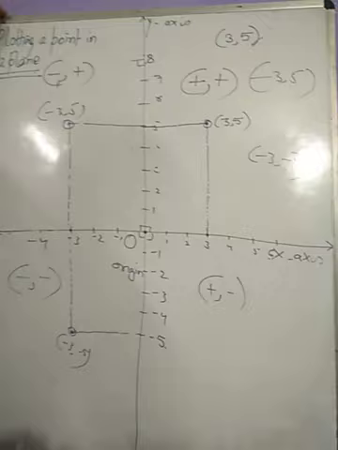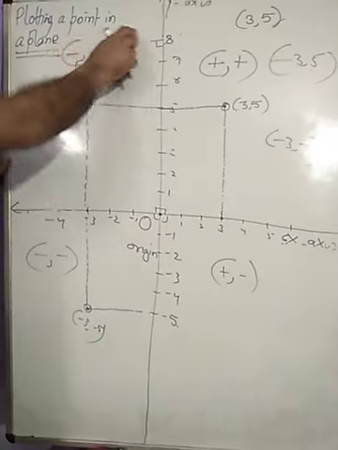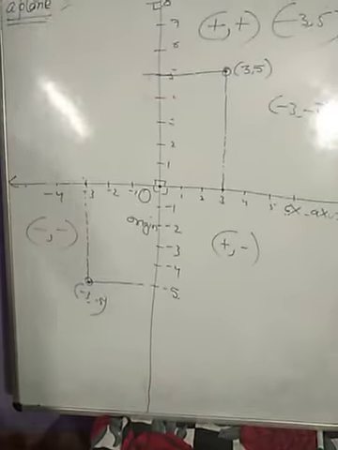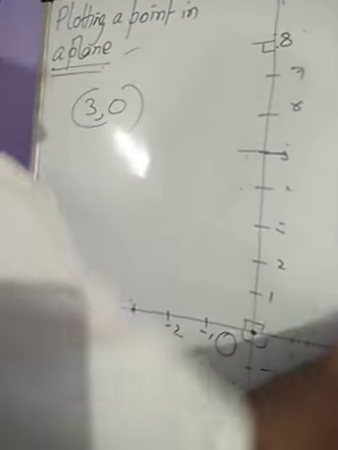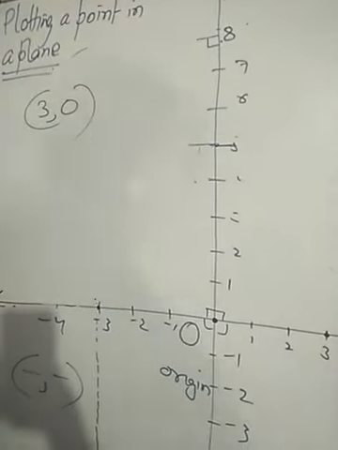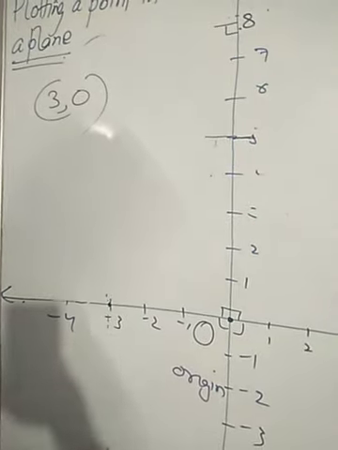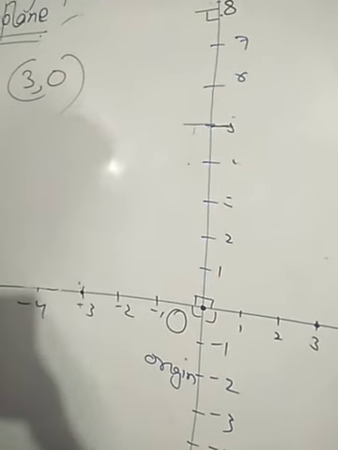Now we'll see one more type of point, and how to plot that point in a plane. Say the point is 3 comma 0. What is special about this point? The special thing is that in this point, one coordinate is 0.